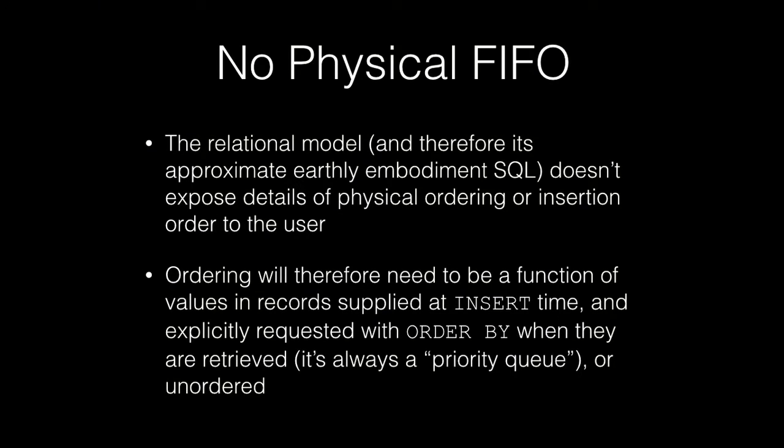Now, one thing to note is that the relational model and SQL databases generally don't expose details of the physical ordering. So if you want a FIFO queue, there's no way to get that without doing it explicitly as some kind of ordering. So really, we just have priority queues in our database.